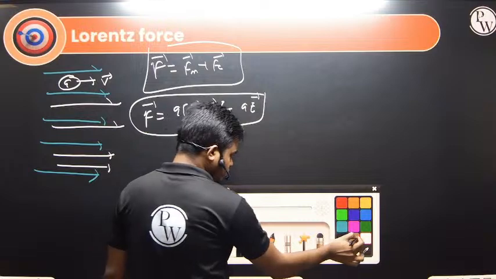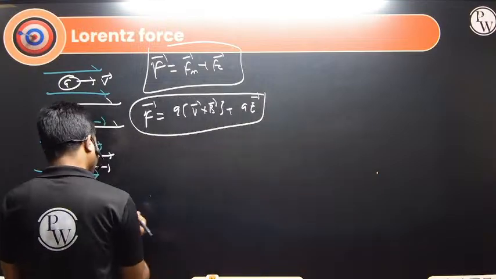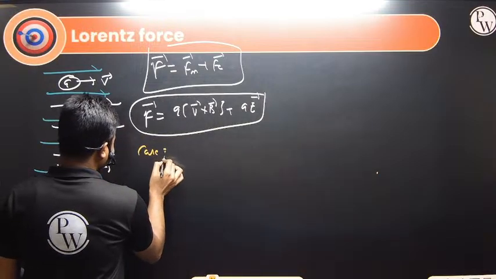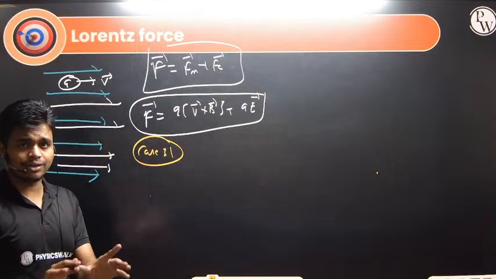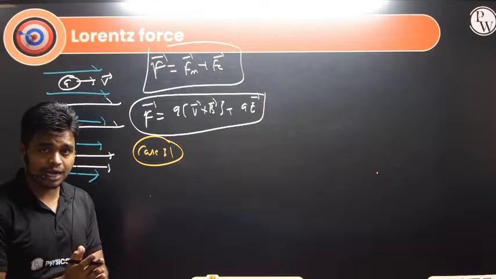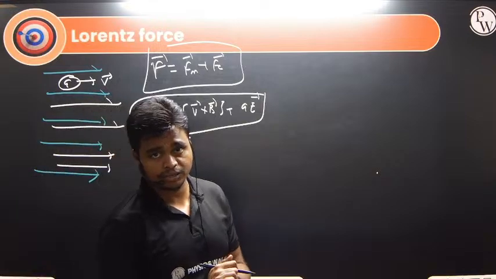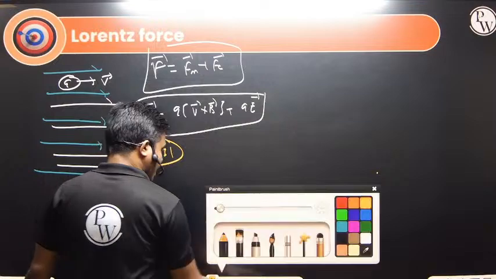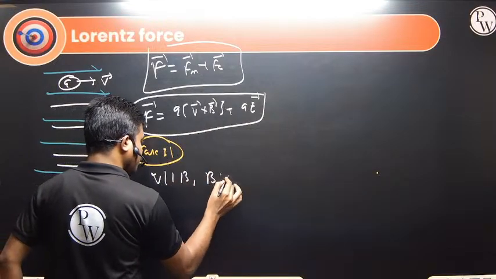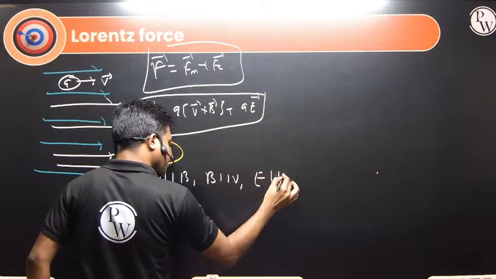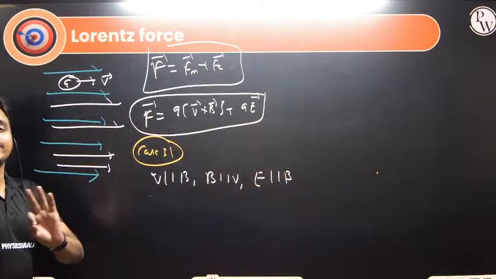Now suppose the electric field is also there. We have to take different cases. Velocity, magnetic field and electric field are three different variables; they are either parallel to each other or not. So in case 1, the velocity is parallel to the magnetic field, and the electric field is parallel to the magnetic field. All three are parallel to each other.